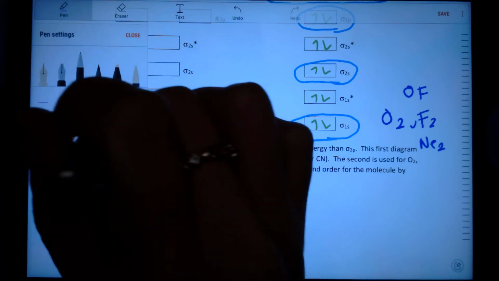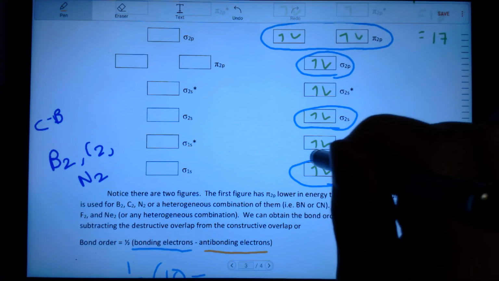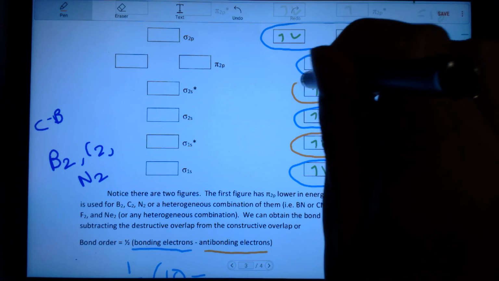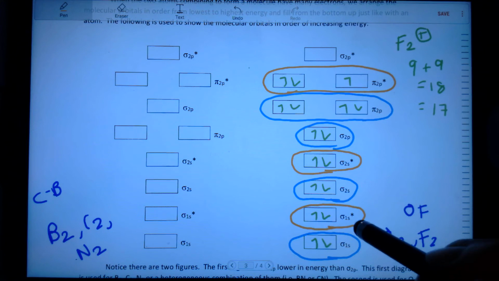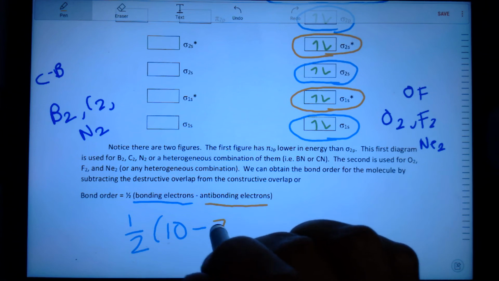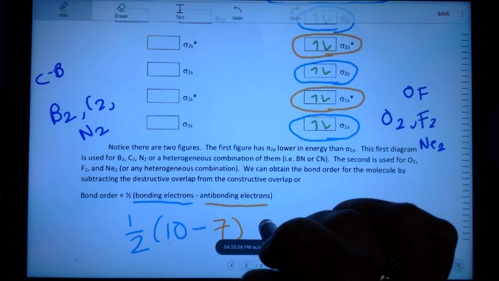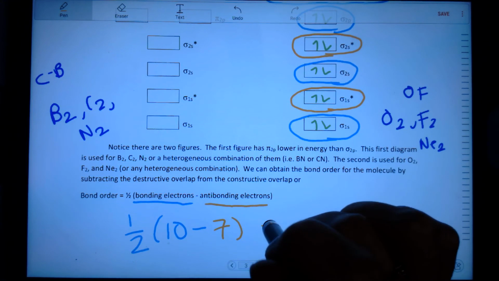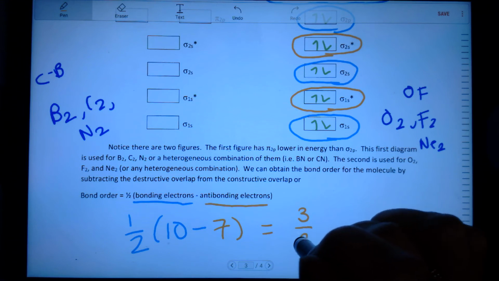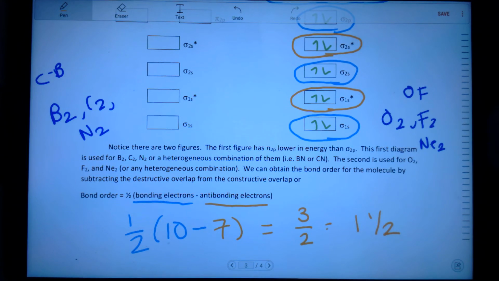Okay, so let's go, I don't know, how about orange? So our antibonding will be circled in orange. So these with the stars, these ones are antibonding. And then these ones here. Okay, so we have 2, 4, 6, 7. So we have 1/2 times 10 minus 7. So 10 minus 7 is 3. So this leaves us 3 over 2, which tells us 1 and 1/2. So we have a bond order of 1 and 1/2.